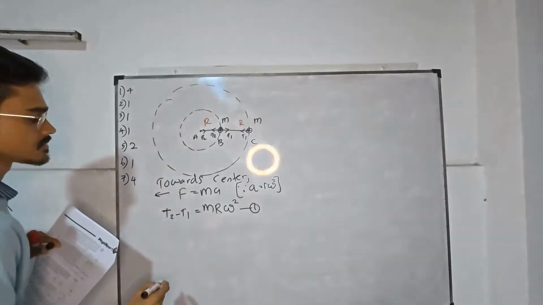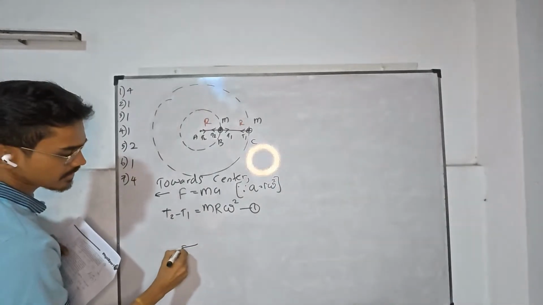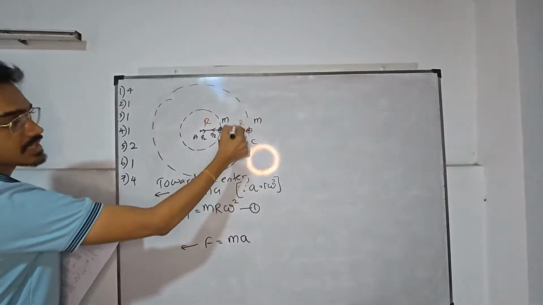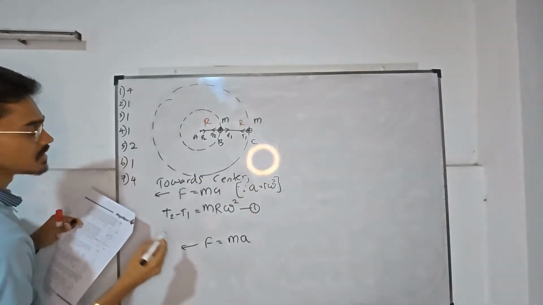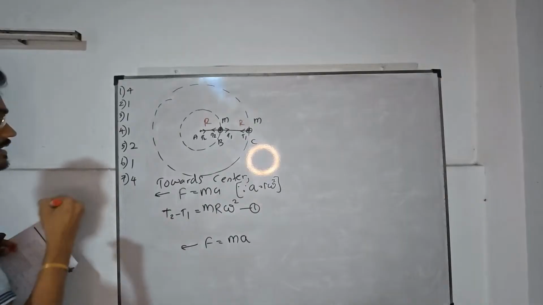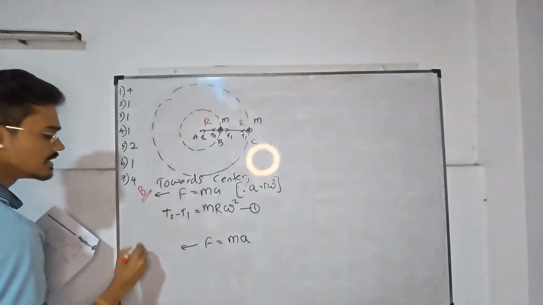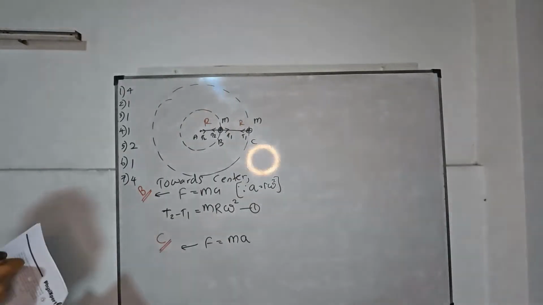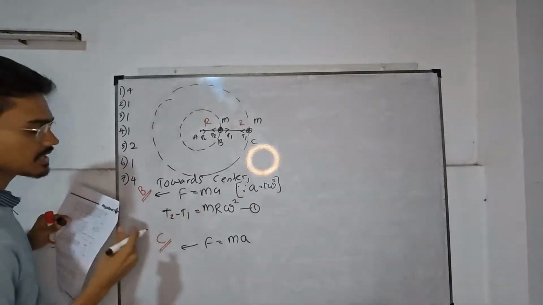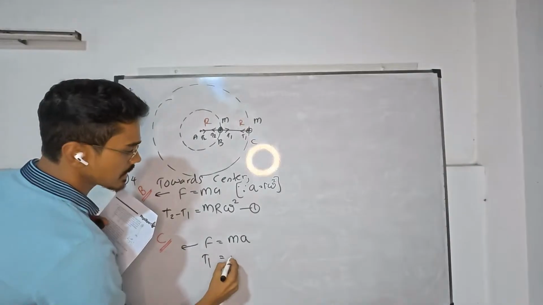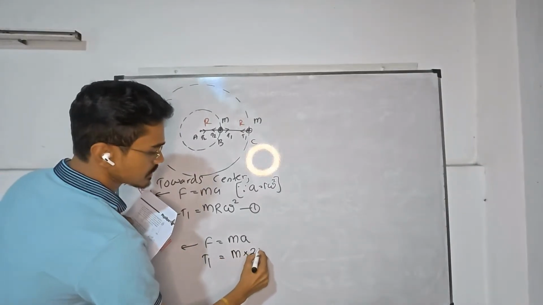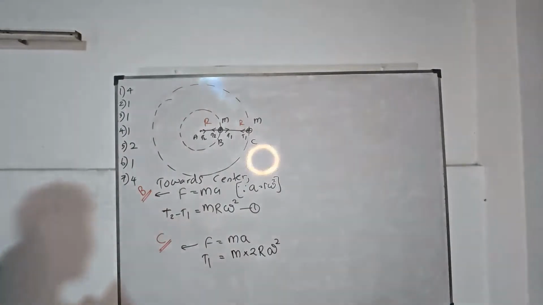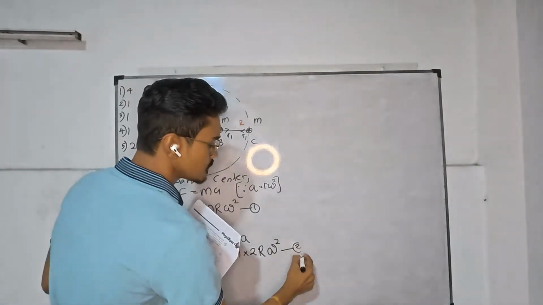And then for the next one, again we can use F equals MA towards center. Only force acting towards center for the other object is T1. So this is for B, and this is for C. Only force acting towards center of C is T1. It can be written as same M, but radius is 2R, omega is same, so 2R omega squared. I'll consider this as equation 2.